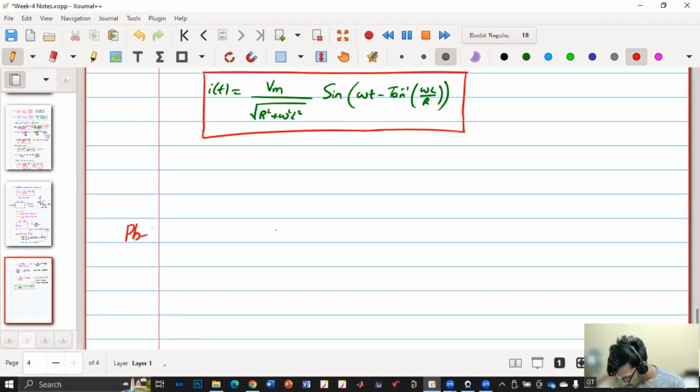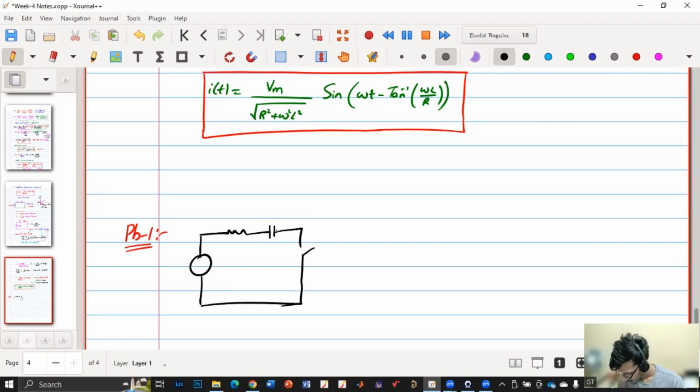Say, now I am considering an RC circuit. I am considering V sin omega t, and this to be R, this to be C. So how will I proceed if I ask for I phasor? It is just that I have replaced L with C. So how will I proceed?